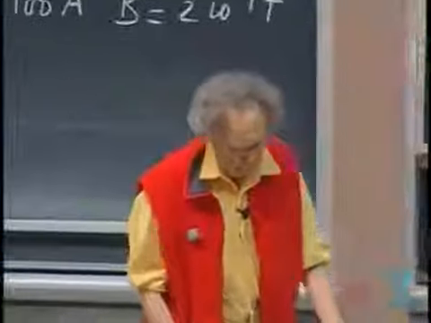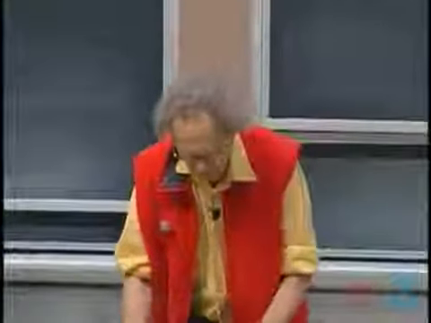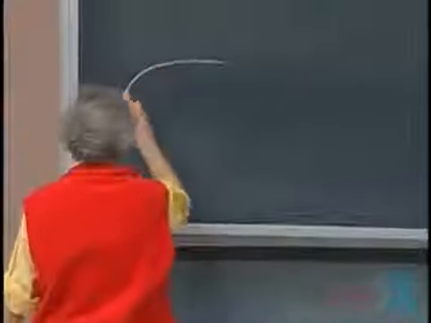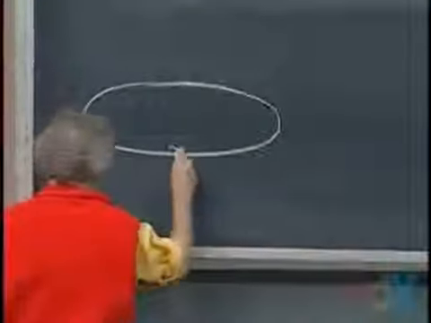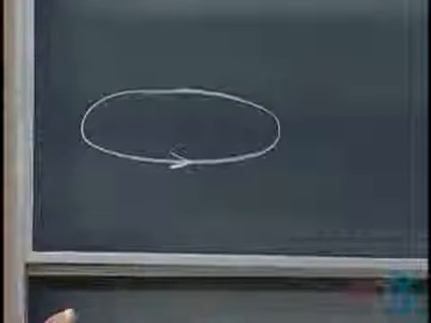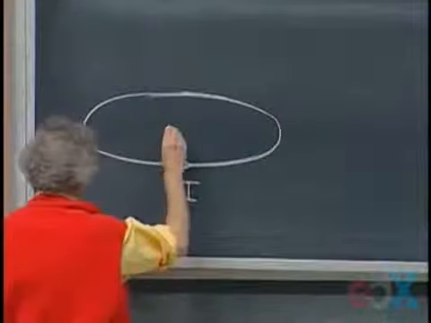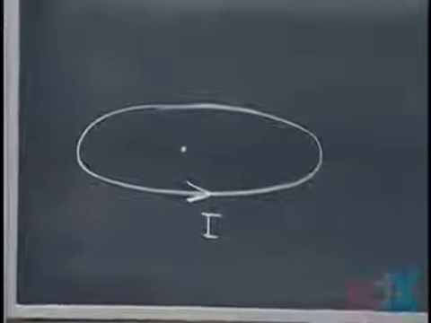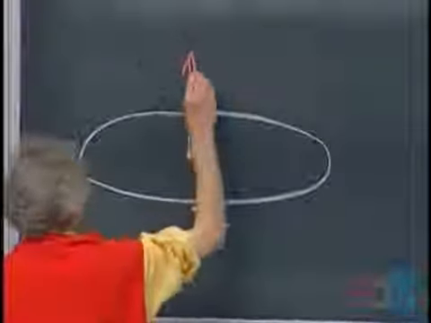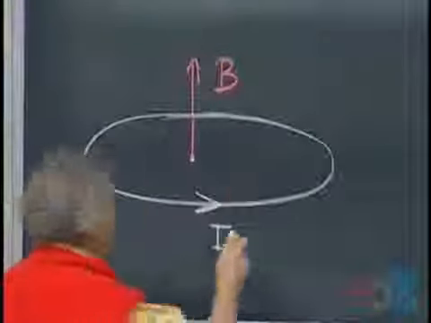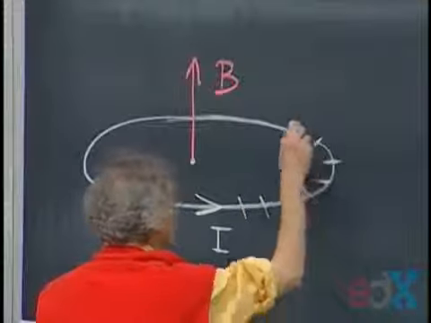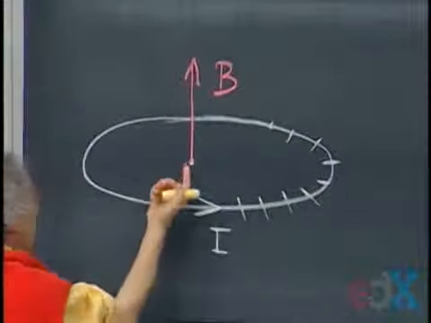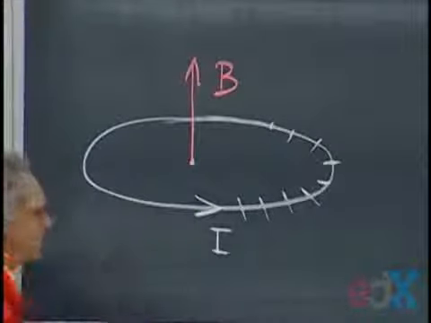Using Biot-Savart, we can calculate now quite easily the magnetic field at the center of a current loop. Let this be a wire, a circle, and let the current go in this direction. And I would ask you, what is the magnetic field right at the center? Well, the magnetic field right at the center, of course, is pointing upwards. Each little element along the line here, dl, will contribute a little bit of magnetic field at that point right in this direction.